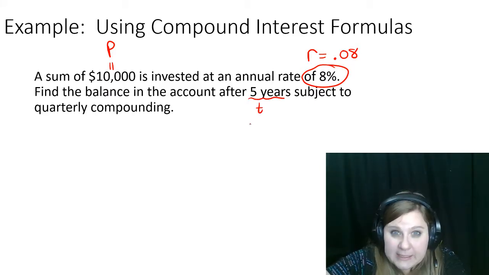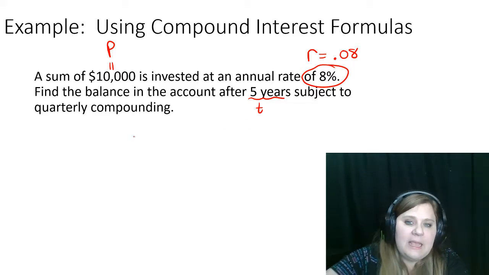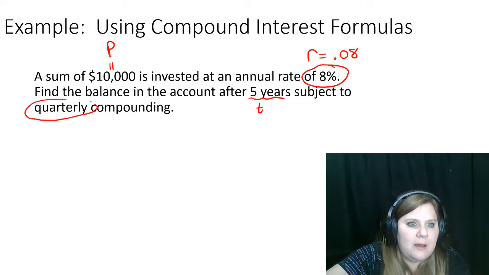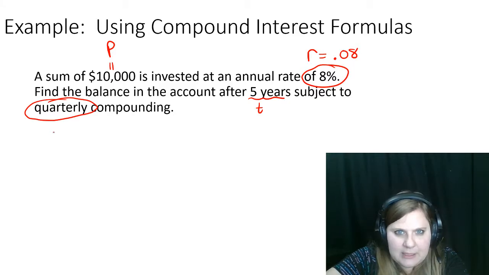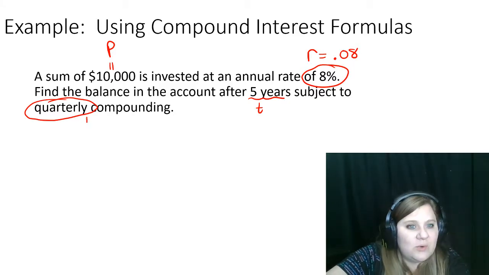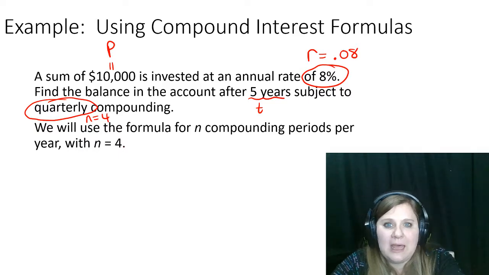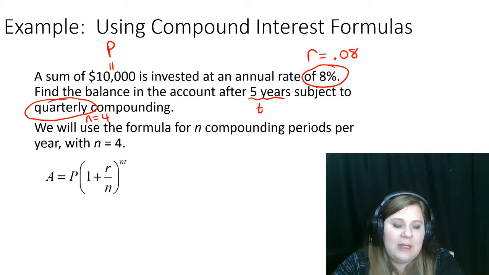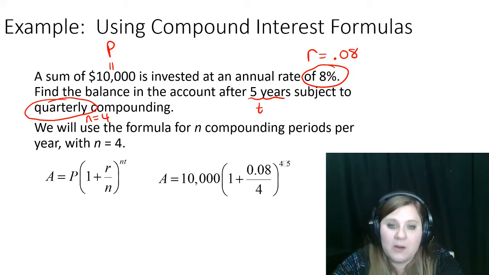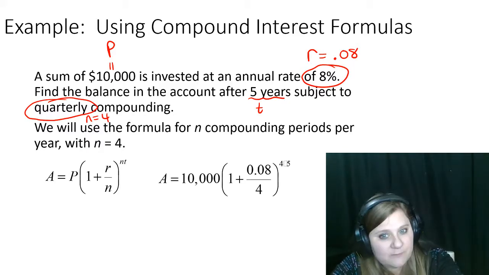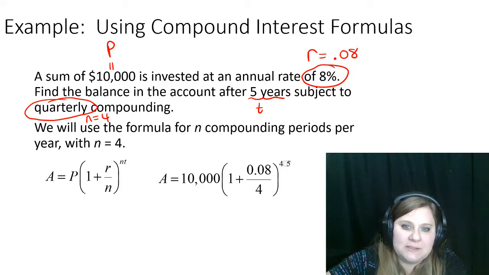Time will always be in years. And it's subject to quarterly compounding. How many quarters do you have in a year? Well, that's going to be 4. So n equals 4, and we're going to be able to plug in. Again, for P, we're going to plug in 10,000. For r, we're going to plug in 0.08. n is 4, and t is 5. So this is 4 times 5 in the exponent there.